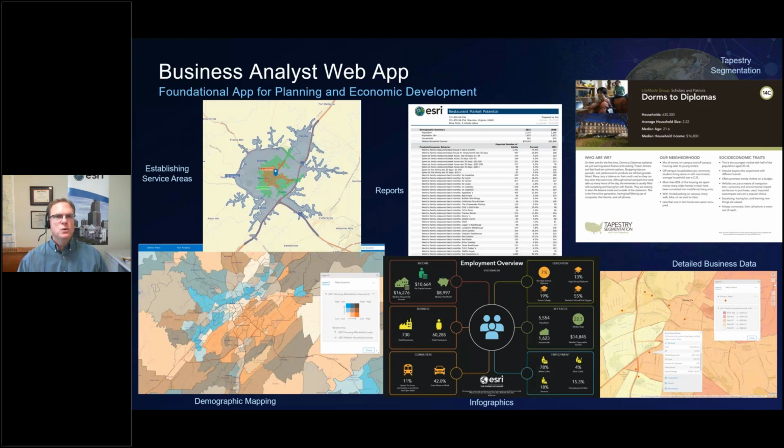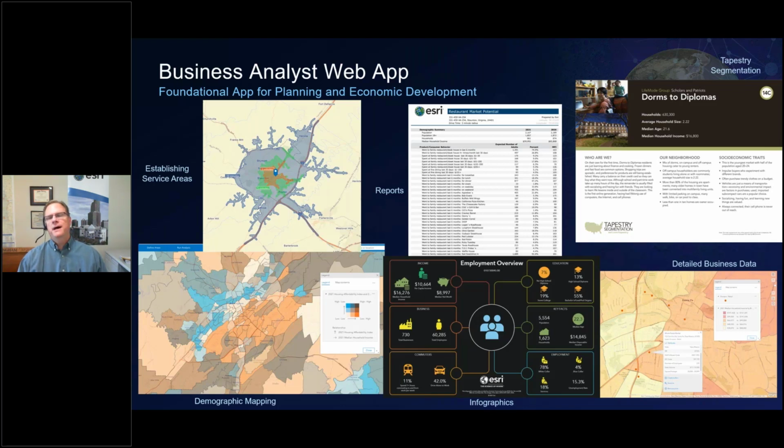And then I can also view detailed business data. So this is data I can search just by category. I can look by NAICS or SIC code, and see information like number of employees, sales volume, and so forth. So I can do comparative analysis, comparing my proposed site with another proposed site to see which one might be best.